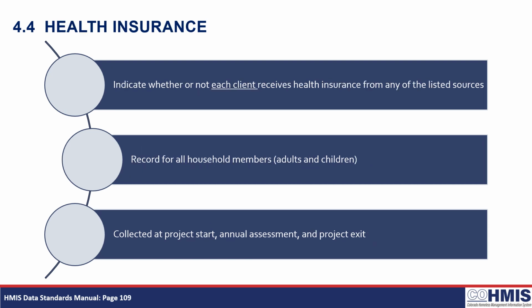And we also collect information about each client, including children, in terms of whether or not they receive health insurance from any of the listed health insurance sources in HMIS. So we record this for all household members, so adults and children. But just like income and non-cash benefits, we're primarily collecting those at project start, annual assessment, and project exit.